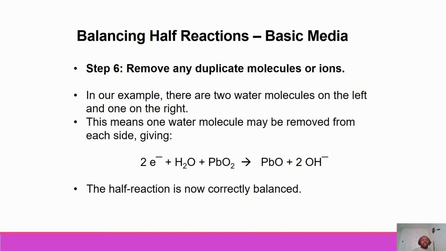So step 6, you now have to remove the duplicate molecules or ions. As you can see in our example, there are 2 water molecules on the left and there is 1 on the right. So if you go back to the previous slide, you can see that we're having 2 water here and then we're having 1 water here. So we want to remove the duplicates. So you cut out 1 here, then you leave the remaining water there. So the half cell reaction is now correctly balanced. If you look at it, you see that everything is now balanced.